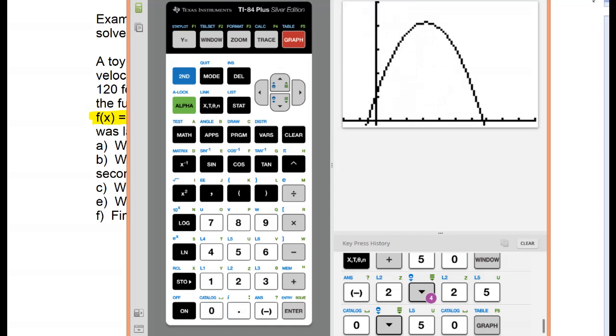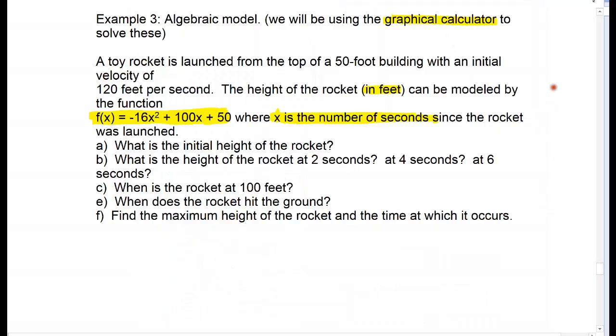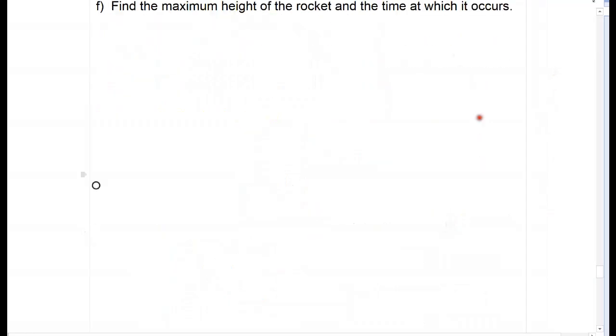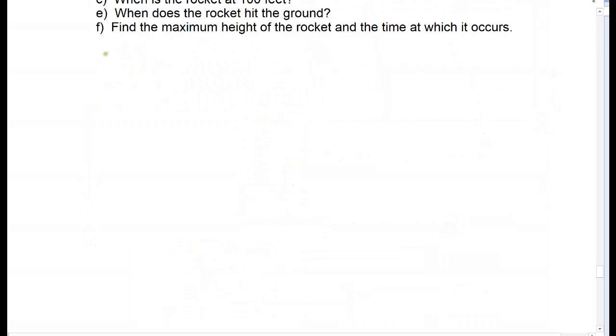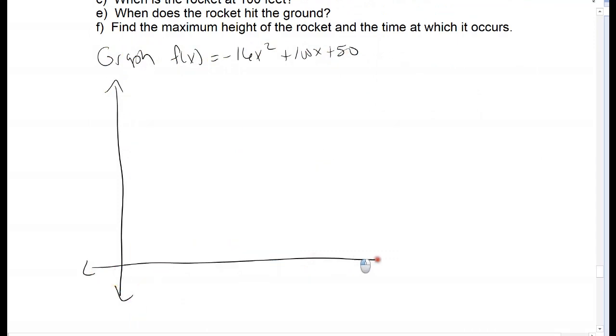All right, so I actually did a good job of picking. I can now see my parabola. So there's my picture. I'm going to graph it down here. So when I graph f of x, which again is that negative 16x squared plus 100x plus 50, I only need the positive part, because this x is my time in seconds.